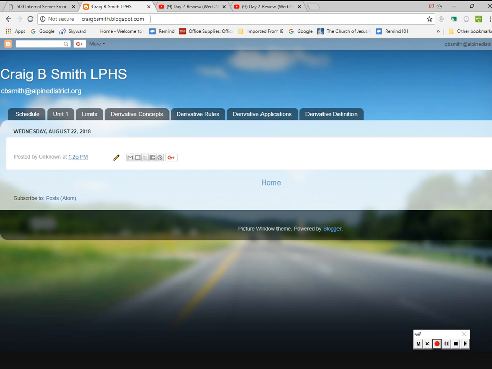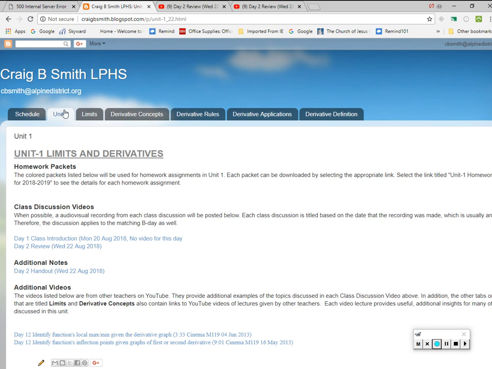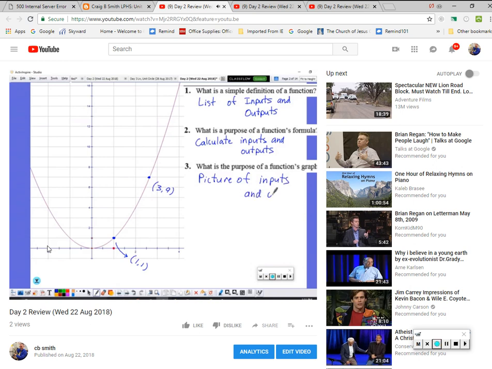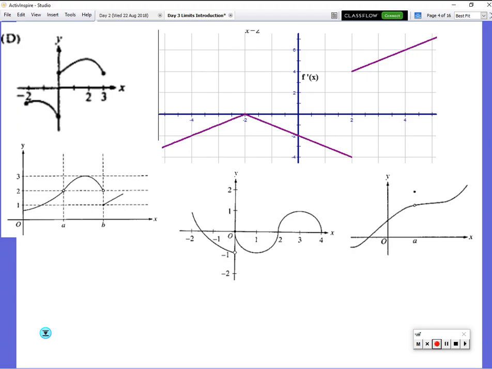Once you're here, just choose Unit 1. And I think I've got my iPod plugged in, so this volume might be kind of low, but then just choose whatever day you want to watch. When you're looking at a graph, you're just seeing a picture of the inputs and outputs. You can hear Mr. Recty's class at the same time, which is kind of annoying.